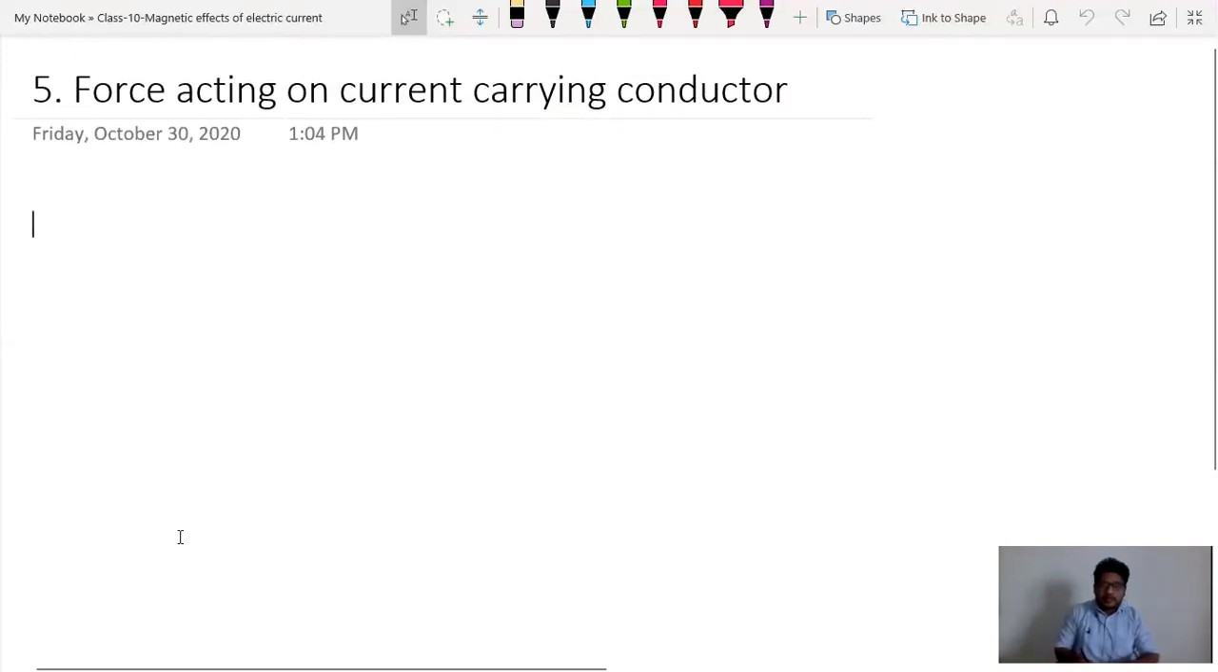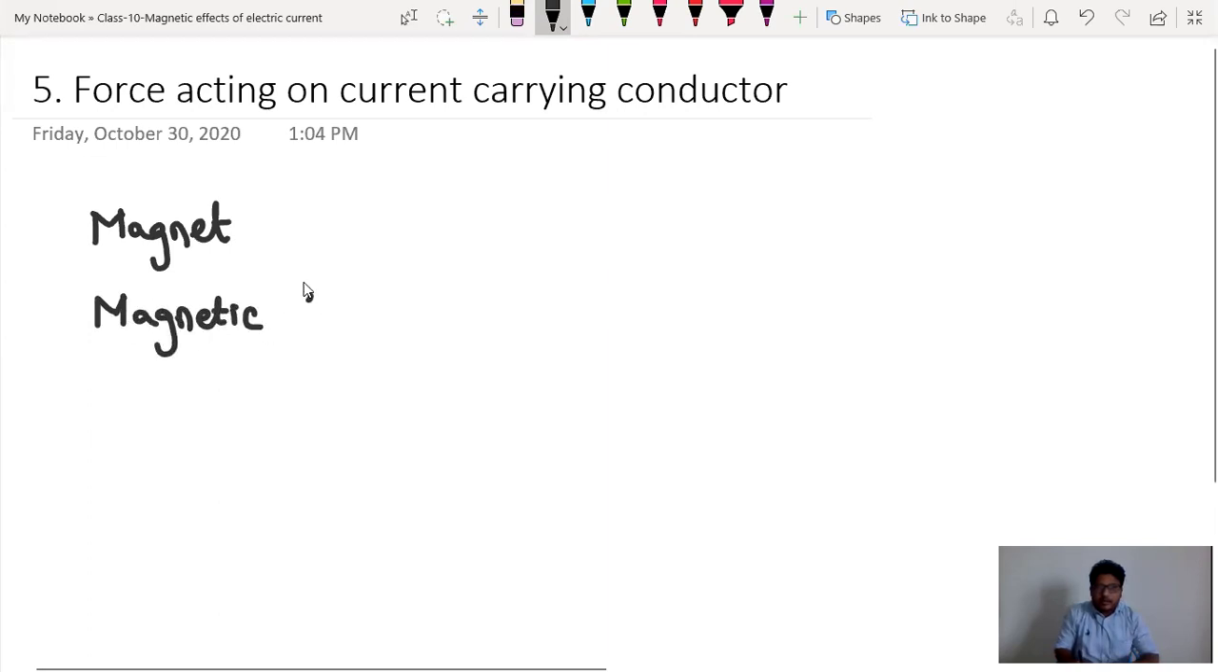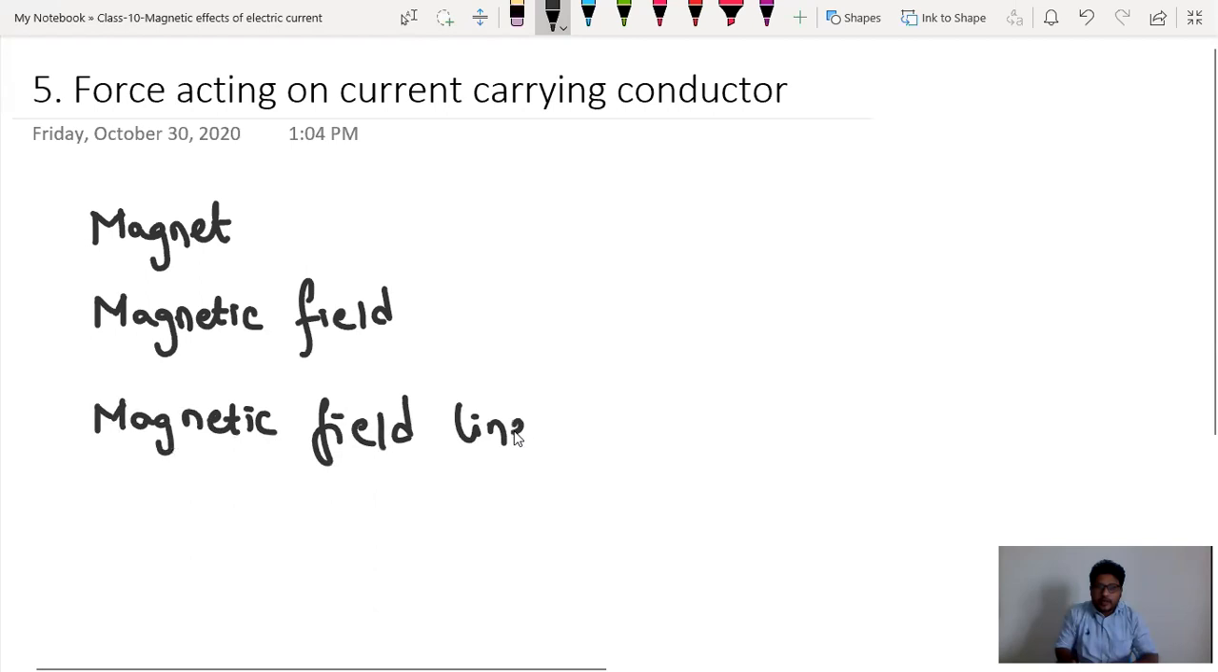Okay, guys, we are in the chapter Magnetic Effects of Electric Current. In that chapter, till now we have seen concepts like what is meant by a magnet. Around a magnet, there will be a magnetic field, and how we can draw magnetic field lines. We have also seen a few experiments where, when there is a magnet, there is a magnetic field, and when there is a conductor, you can pass electricity. That and all we have seen.